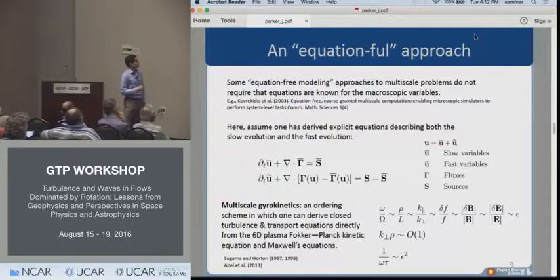So getting back to gyrokinetics for a second, there's a theory called multiscale gyrokinetics, which is an ordering scheme in which you can derive closed equations for both turbulence and transport of this form directly from the 6D plasma Fokker-Planck kinetic system. And so there's some ordering scheme where it works out, and that's what we're going to be using.